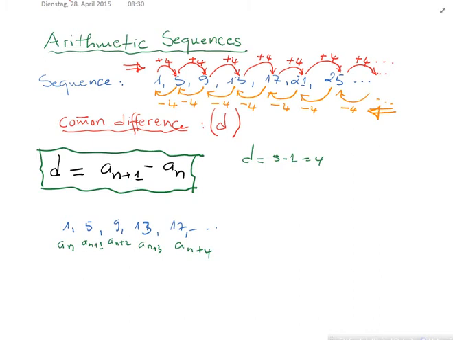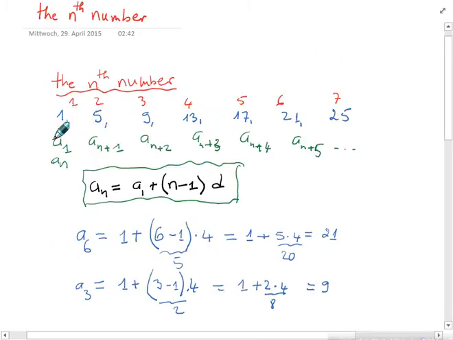Okay, so back now to the nth number. We said in the previous video that a sequence is an ordered list of numbers with a common difference in between. If the terms are ordered, it means that the first one is at the first position, the second one at the second position, the third one at the third position, and so on.